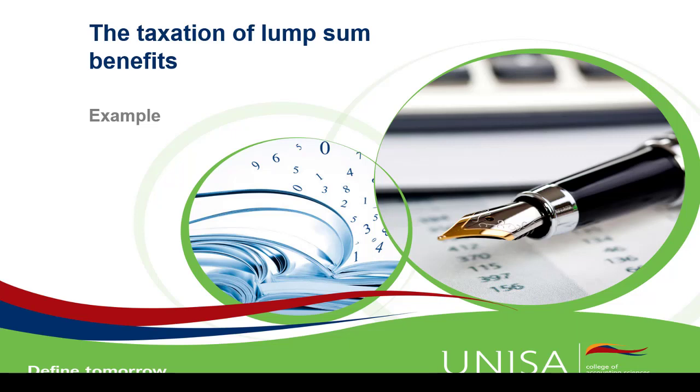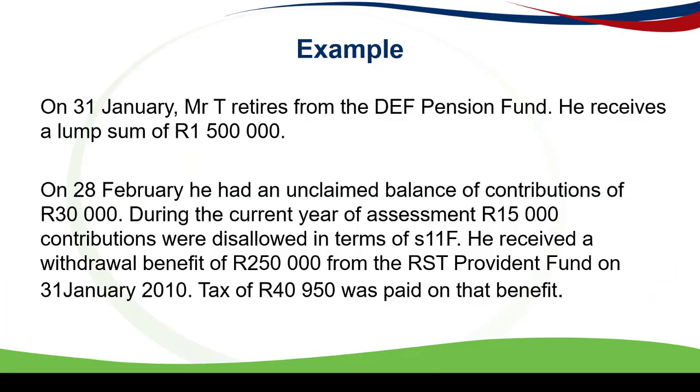In this video, we're going to have a look at an example on the taxation of lump sum benefits. Okay, so let's have a look at the example. On the 31st of January, during the current year of assessment, Mr. T retires from the DEF pension fund. He receives a lump sum of 1.5 million rand.